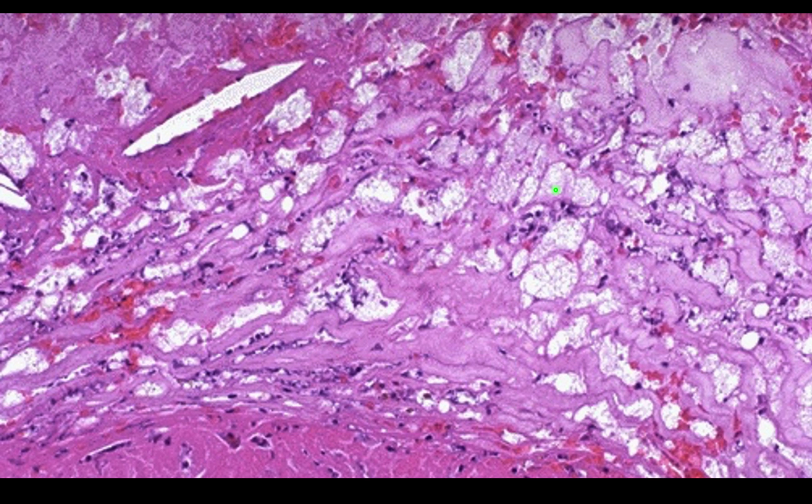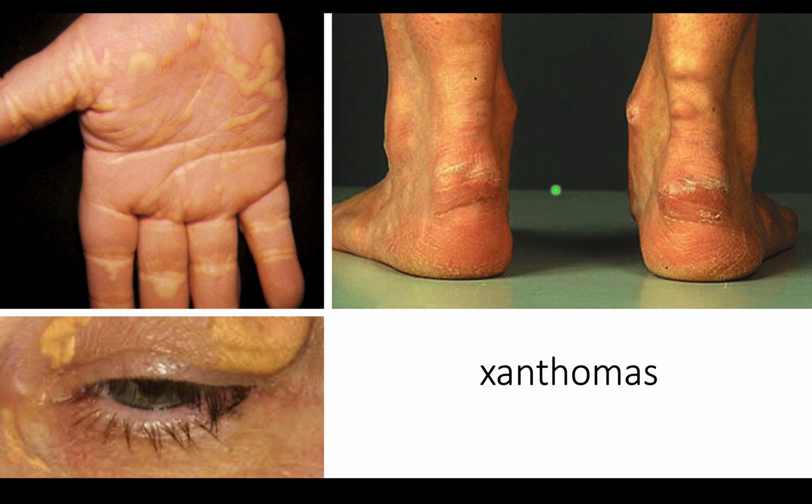Another example is xanthomas. Cholesterol can accumulate inside the macrophages like we just saw, but if you have some sort of acquired or hereditary hyperlipidemic state or disease, then this isn't going to just happen in plaques. This can happen everywhere. Typically you'll have these foam cells in the subepithelial connective tissue of the skin and also in tendons, and it will create these little tumorous masses. So here on this hand and the eyelid over here, these yellow masses, those are xanthomas.